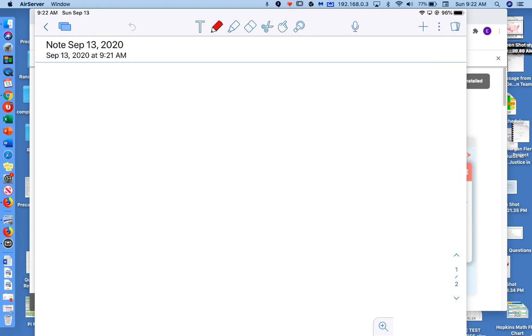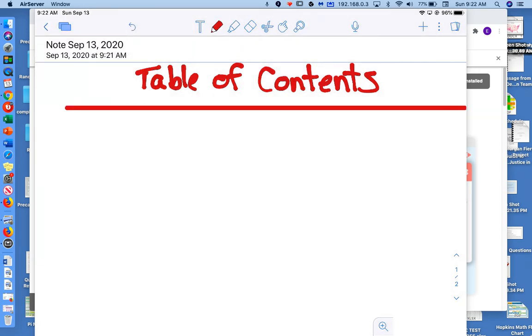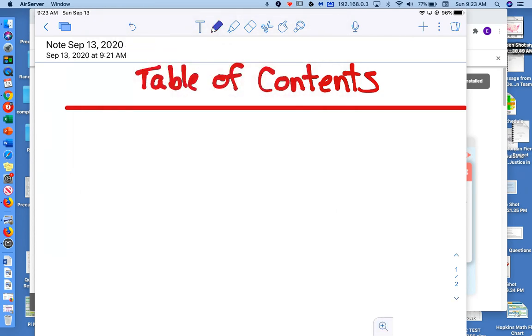All right, so the first thing I want you to do is at the top, the first page, let's write table of contents. Okay, and then we're going to start organizing this by topic. So the first thing we're going to write, and we could even draw a line down this way.